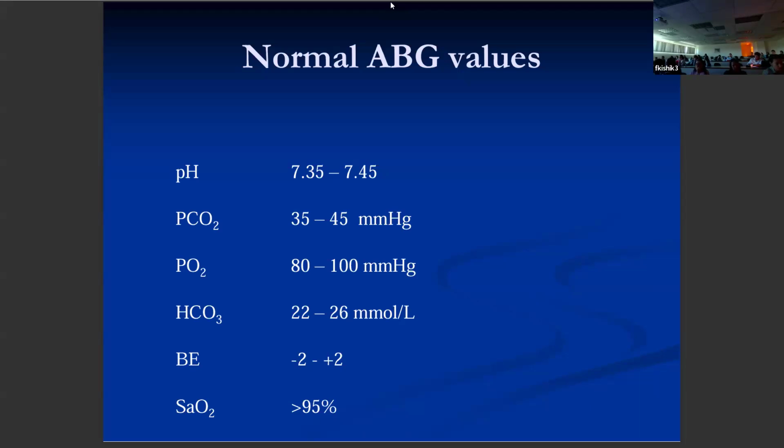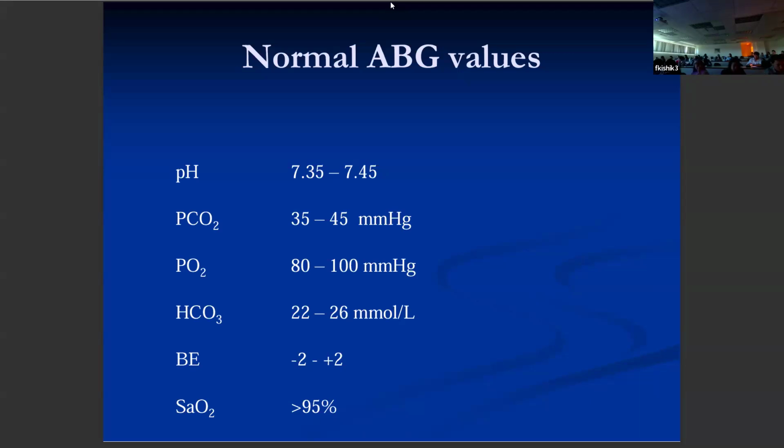Okay. PCO2 80 to 100. What's more specific, PCO2 or a pulse oximeter on your finger? PCO2. Much more specific, much more sensitive. 80 to 100. Anything below 80 is hypoxic or respiratory failure. Bicarb 22 to 26. Base excess, -2 to +2.